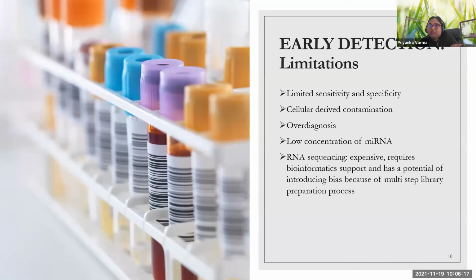The low concentration of circulating microRNAs was countered by introducing high throughput platforms based on amplification or hybridization principles to analyze a wider spectrum of microRNAs in an assay using RNA sequencing. And that increasingly became the preferred method to do so. But the drawbacks for that was that it is expensive, it requires bioinformatics support, and it has a potential for introducing bias because of multi-step library preparation process.